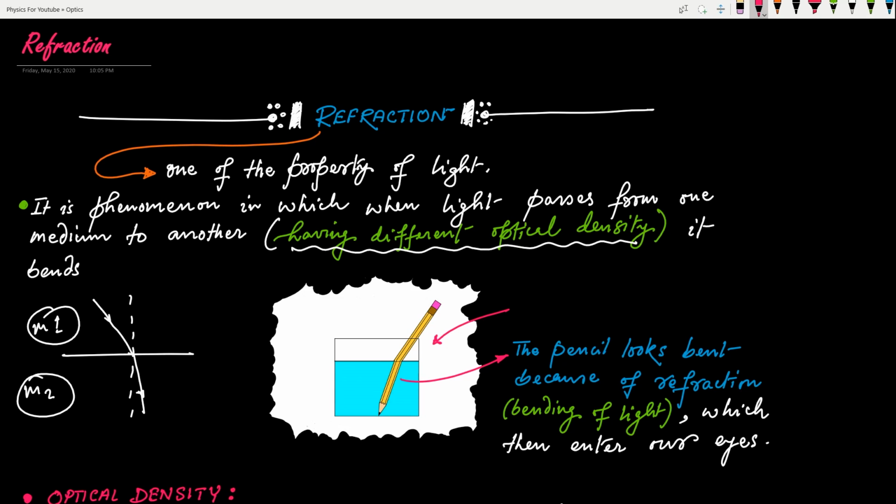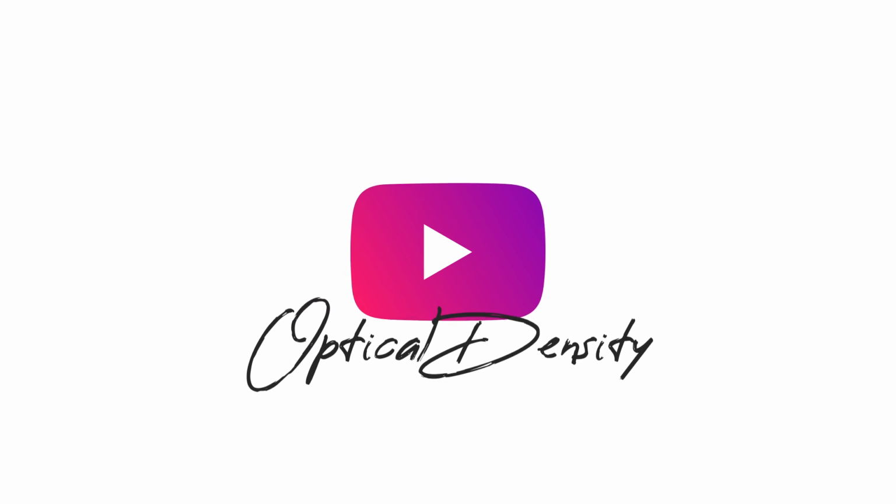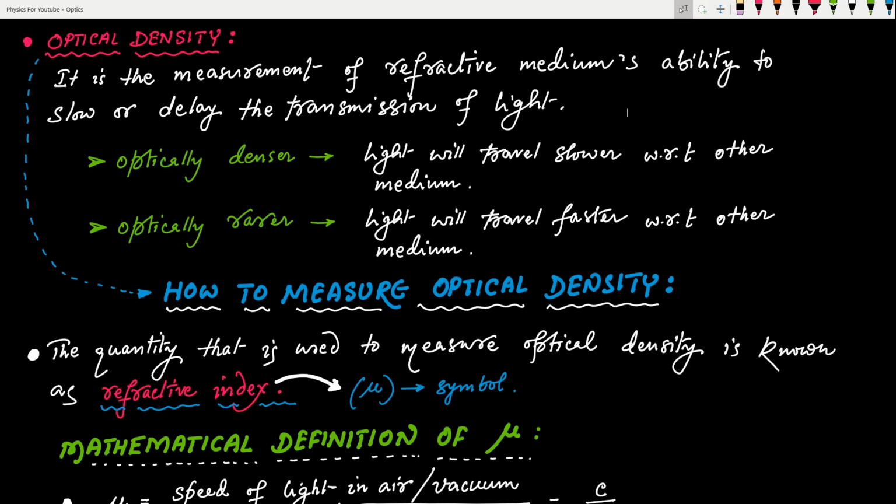Now let's move on and understand what is optical density. It is the measurement of a refractive medium's ability to slow or delay the transmission of light. Now what does this actually mean? Let me draw and things will be clear. Suppose this is medium 1 and this is medium 2. This is the normal, and light comes and hits the medium surface, then it enters and the light bends by the property of refraction.